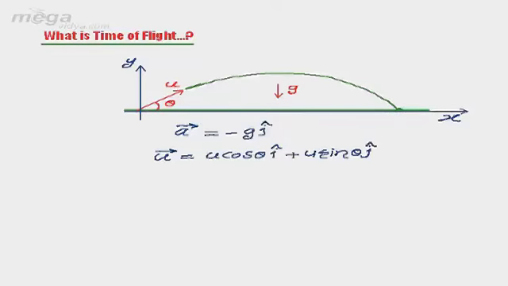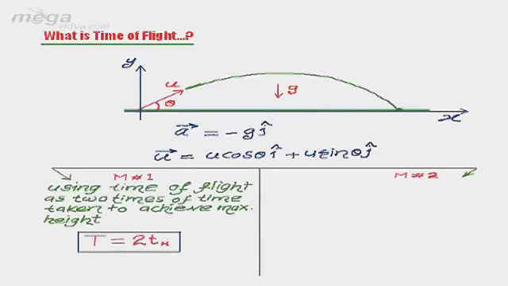Now we can get the time spent by this projectile in air in two different ways, either by using the first equation of kinematics or by using the second equation of kinematics. So to get the time of flight for this condition, I will follow two different paths.